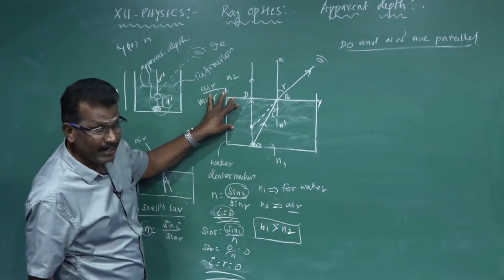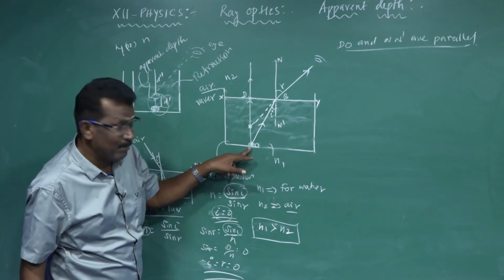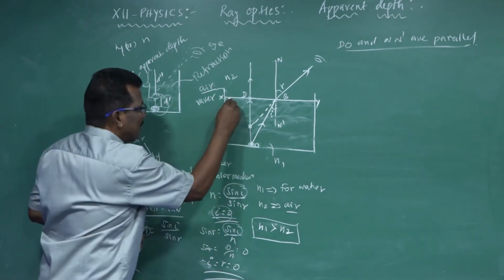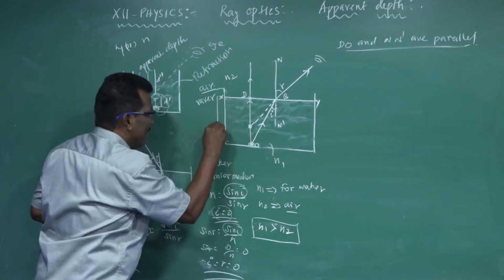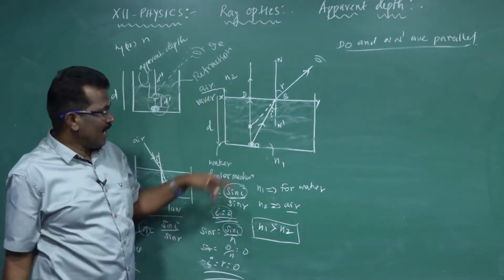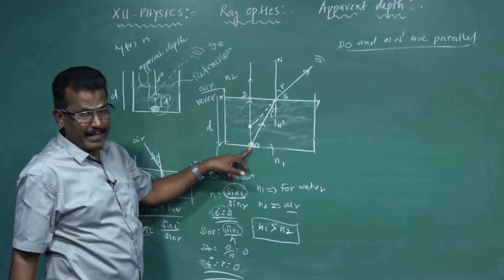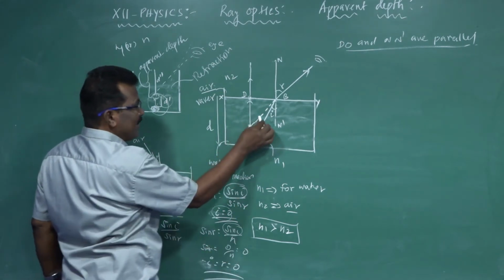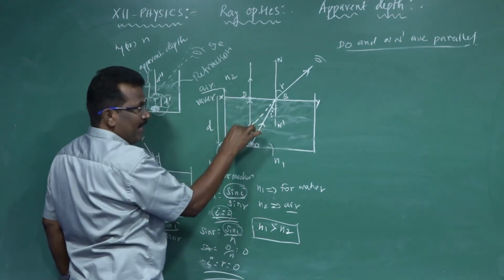Before the beaker is filled with water, you can see the object at the bottom, at this position. This position is D, the original distance, where the object is placed at the bottom of the beaker. Now, the liquid is being poured into the beaker.